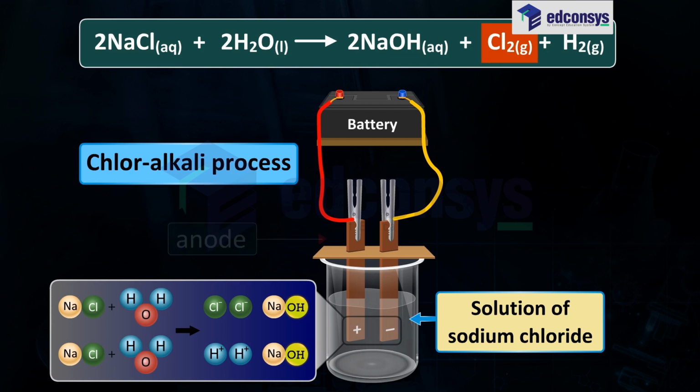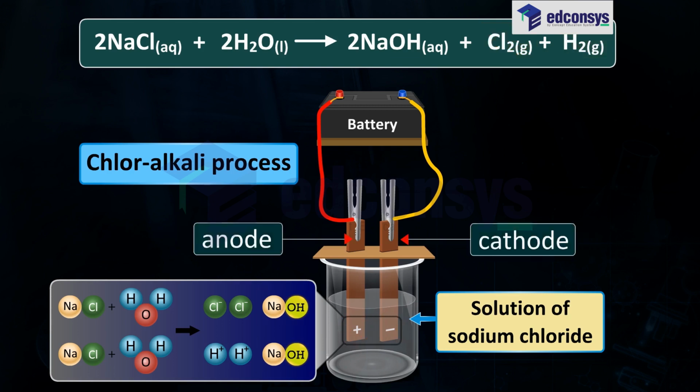Chlorine gas is given off at the anode and hydrogen gas at the cathode. Sodium hydroxide solution is formed near the cathode. The three products produced in the process are all useful.